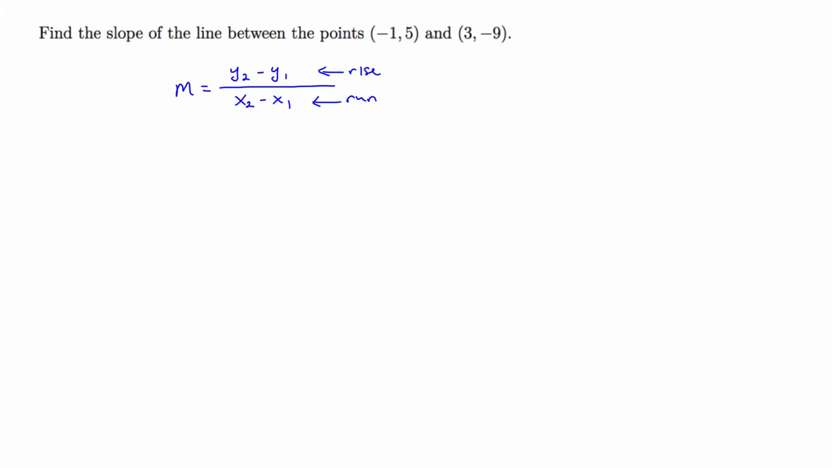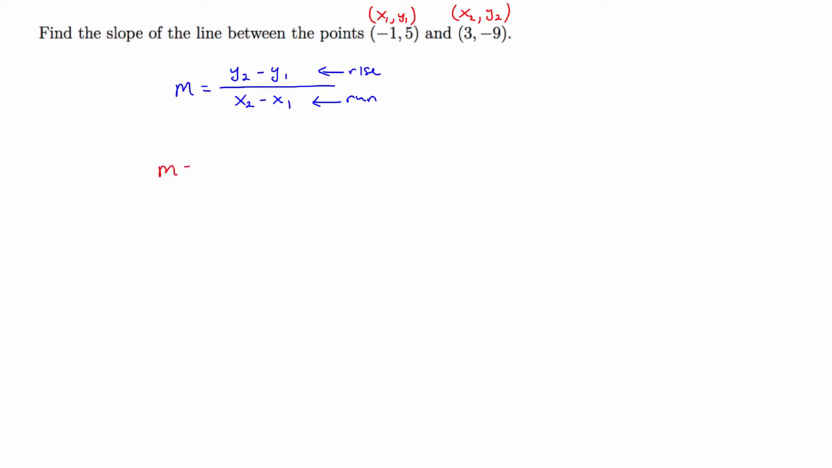The first step in doing this calculation is to first designate: will (-1, 5) be our x1, y1, or will it be our x2, y2? The truth is it doesn't matter. And we will actually do this calculation twice. The first time around, designating (-1, 5) as my x1, y1, making my (3, -9) my x2, y2, and then we'll go back and switch it up to see what happens.